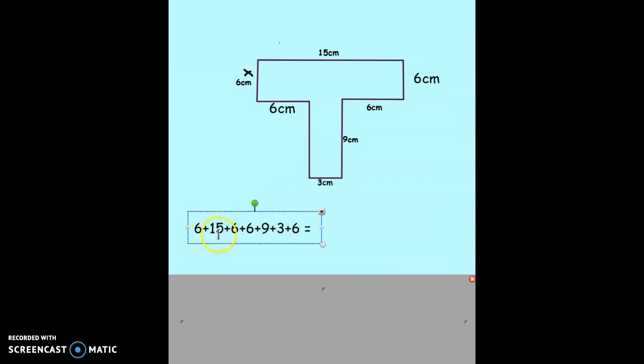Now I need to do the addition. 6 add 15 is 21. Add 6 is 27. Add 6 is 33. Add 9 is 42. Add 3 is 45. Add 6 is 51. I'm going to write that in, and I'm going to go backwards and check it. 6, 9, 18, 24, 30, 45, 51. I've checked it twice, so I'm happy I'm correct. The perimeter of this compound shape is 51 centimeters.